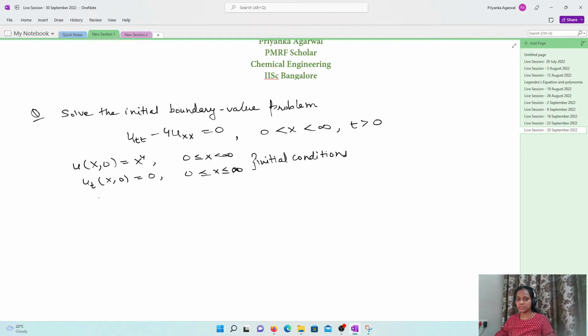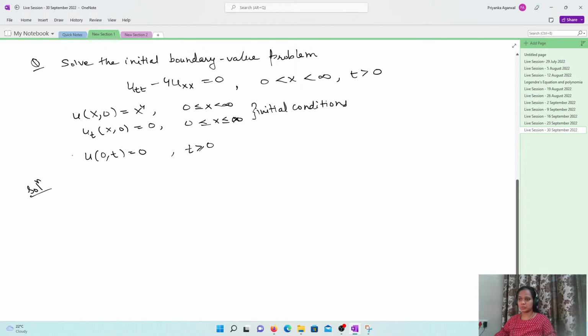And then we are given the boundary condition. Since this is a semi-infinite domain, we only know the condition at one of the boundaries. So u(0, t), that is at x equals 0, is given as 0 for all t greater than or equal to 0. So now we have to solve this initial boundary value problem.